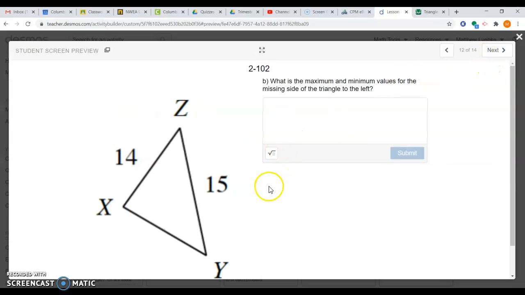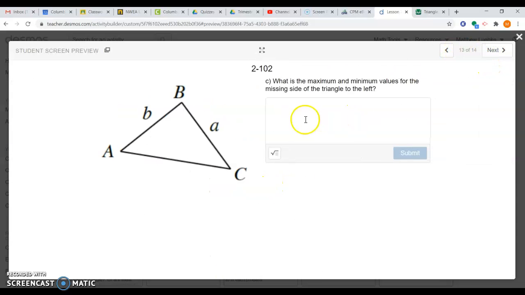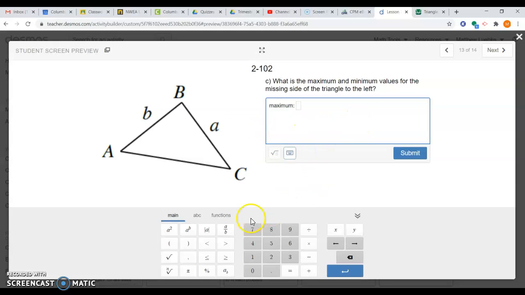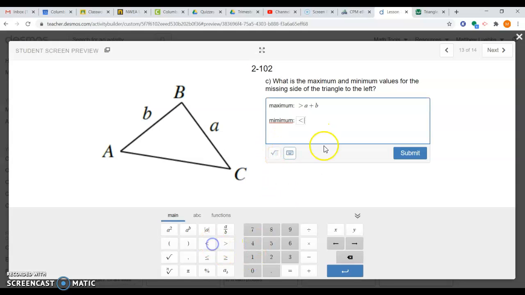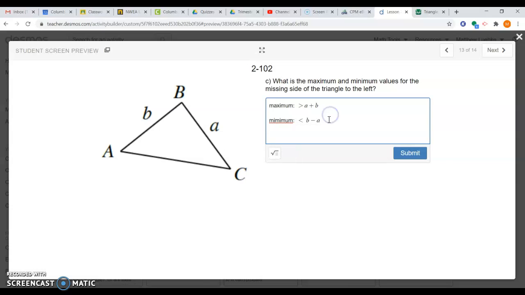Okay, and you'll repeat that process here. And then finally, in the last one, we get to formulate our formula, saying our maximum is going to have to be less than A plus B. And so I'm going to write that like this: it's going to be less than A plus B. And our minimum is going to have to be greater than A minus B or B minus A, depending on which one's bigger. Okay? And that is it.